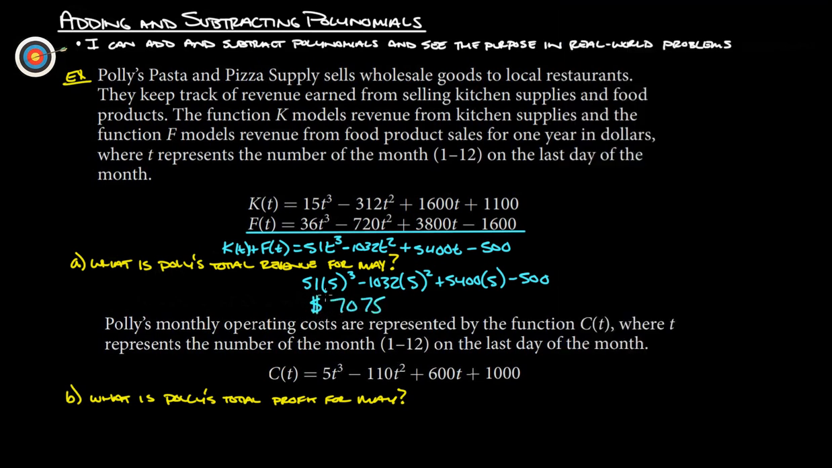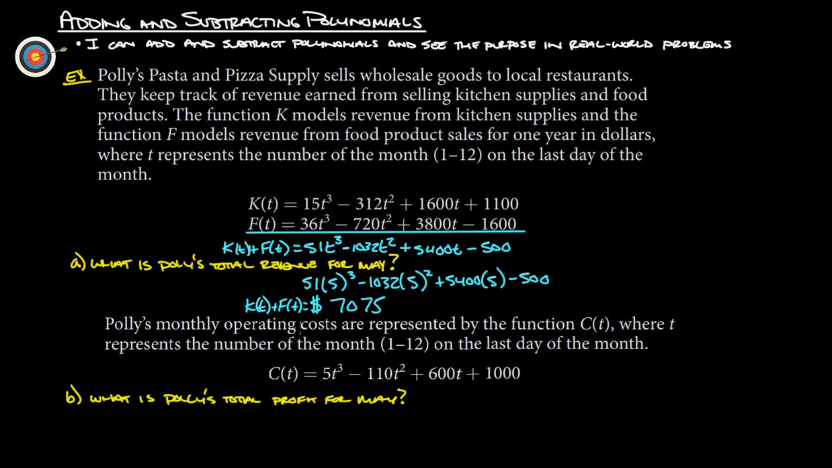So in May, between their kitchen and food, the function K models the revenue from kitchen supplies, and the function F models revenues from food product sales. That took me a while to figure out. So K of T plus F of T equals 7075.